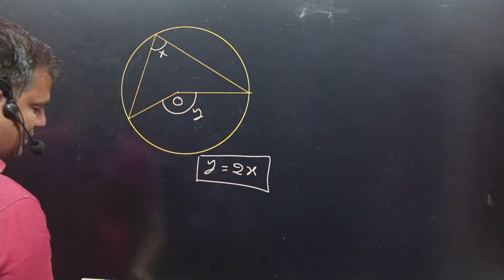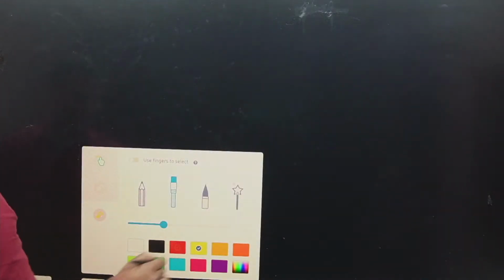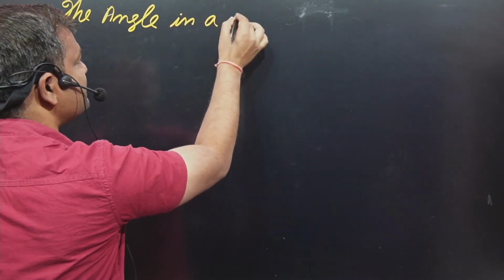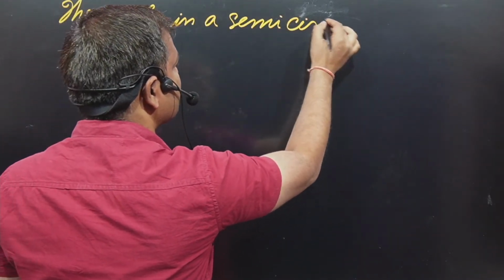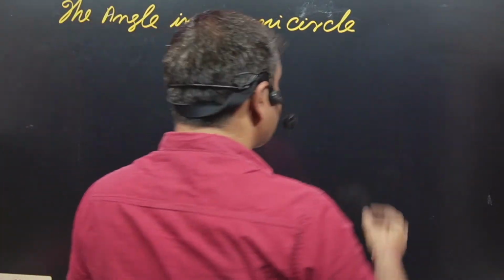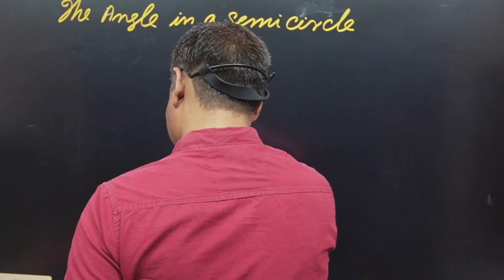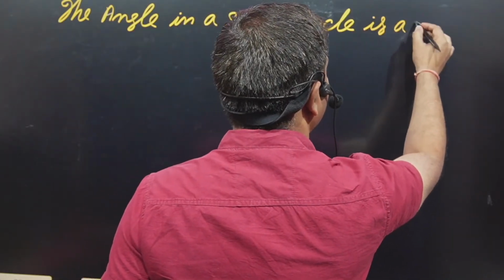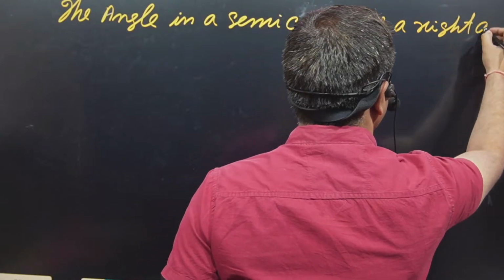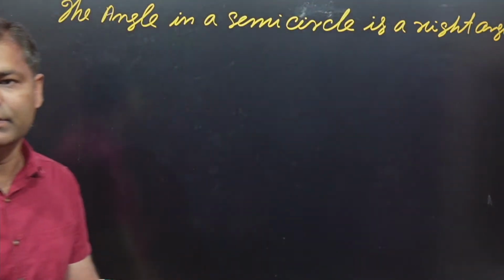So the second theorem is: the angle in a semicircle is a right angle. Clear? Look here.